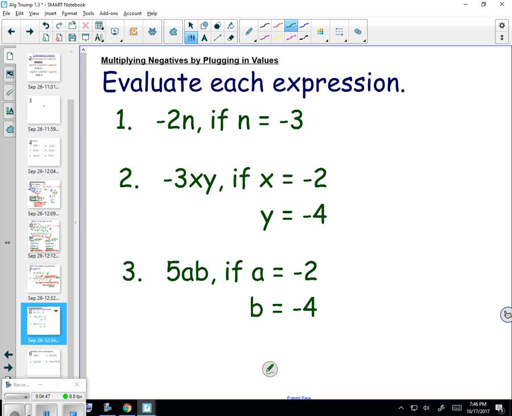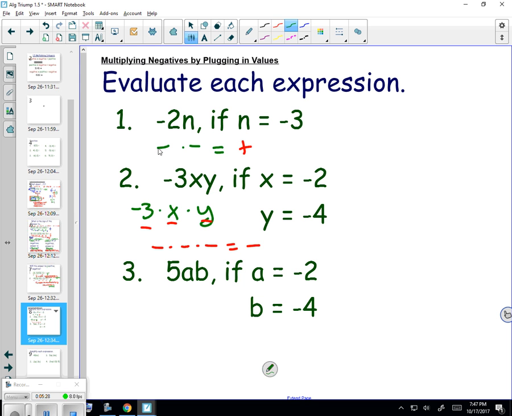Let's test a few more quickly. I have negative 2n. This is a hidden way of doing multiplication. If I put that negative 3 in, I would have a negative times a negative, which is positive. Let's try our next one. I have negative 3. This is a hidden way of saying negative 3 times x times y. If I say x is negative and I say y is negative, then I have 3 negatives. 3 is odd. So my answer is negative.